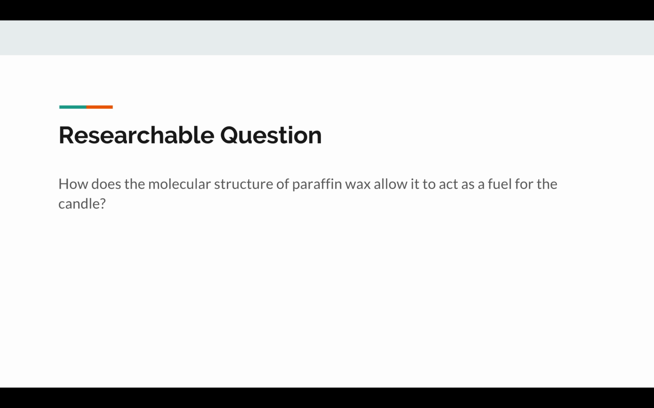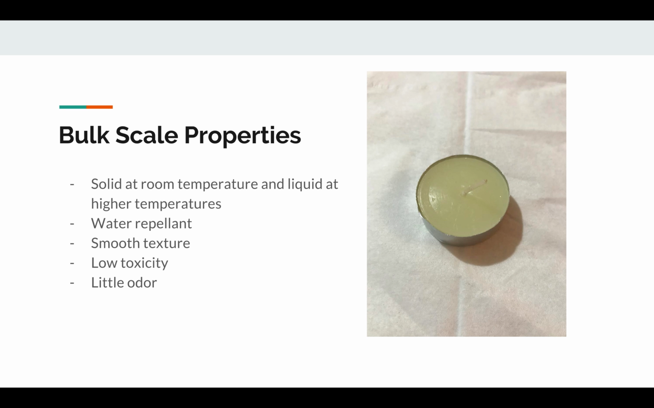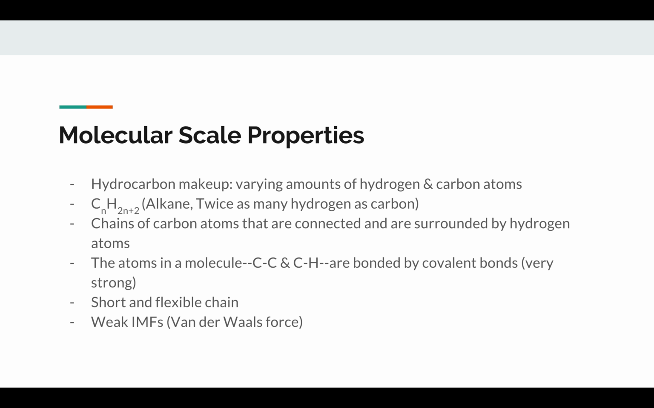My bulk scale properties, and you can look at this picture of a candle that I took for reference, is that it's solid at room temperature and liquid at higher temperatures, it's water repellent, and it has a smooth texture, low toxicity, and little odor.